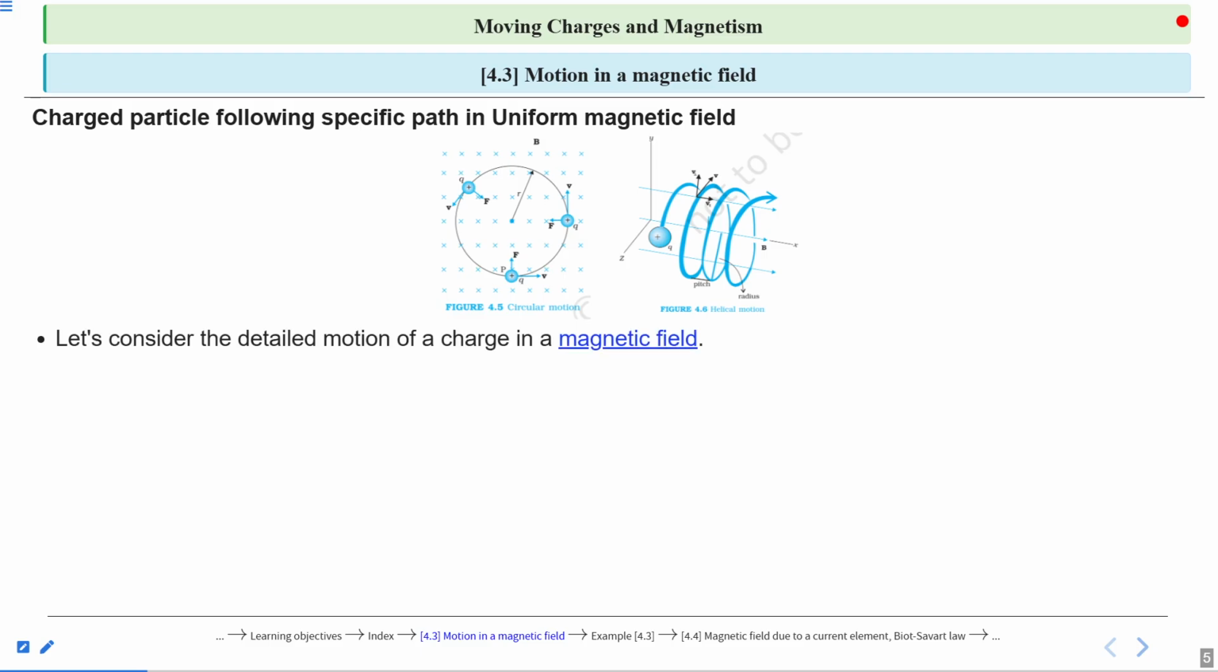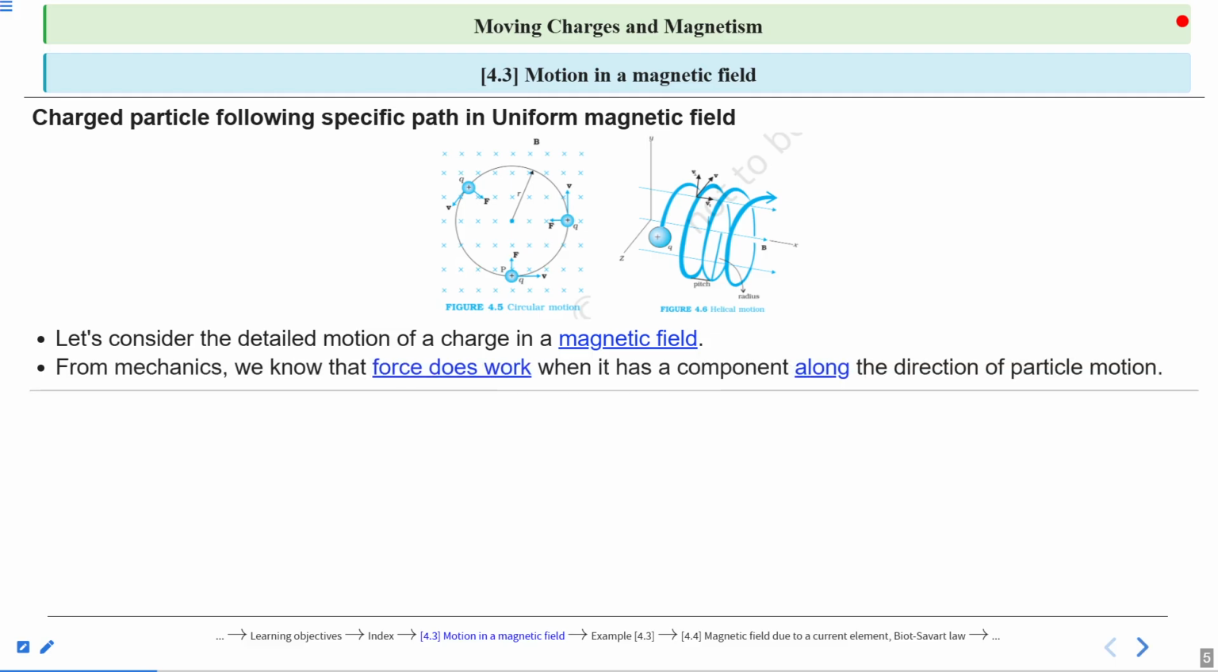So let's consider the detailed motion of a charge in a magnetic field. In yesterday's lecture we only discussed the parallel or anti-parallel cases, or how force acts on a charged particle moving in a magnetic field in generalized terms. Now we will consider the detailed motion of a charged particle in a magnetic field.